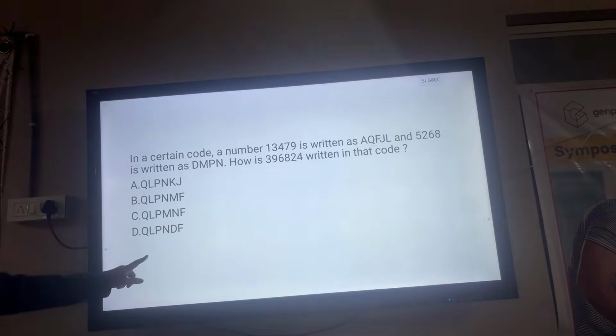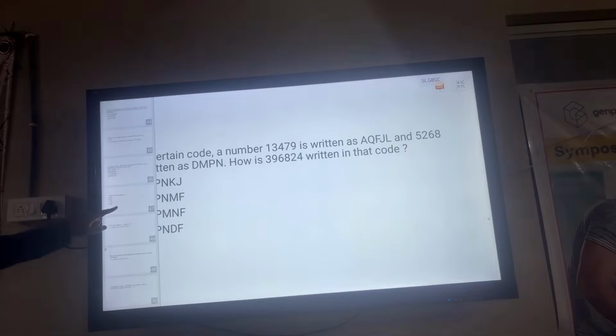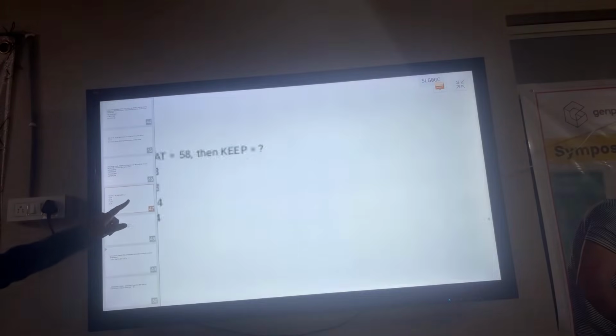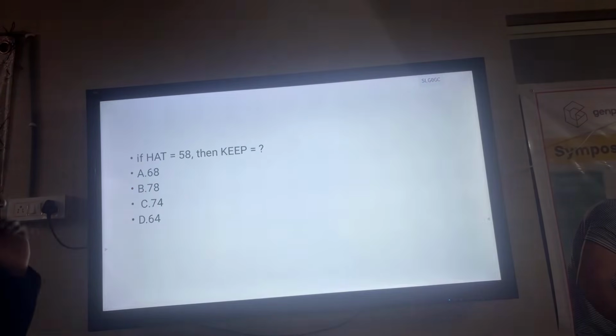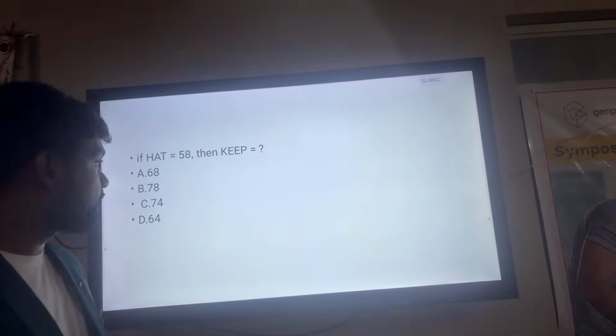Okay. Some more questions. Can you look at this one? This is again related to coding, decoding only.